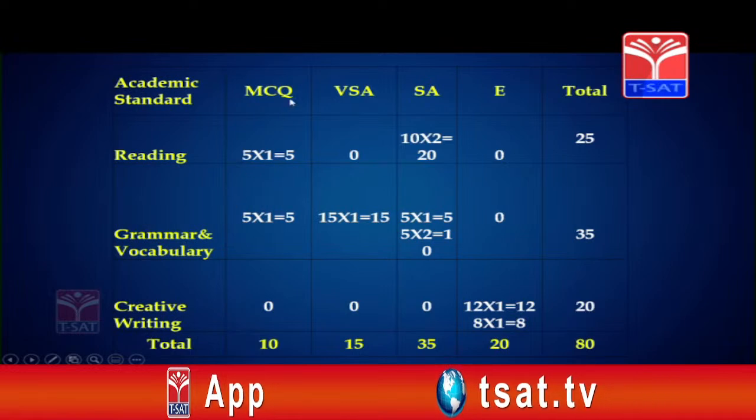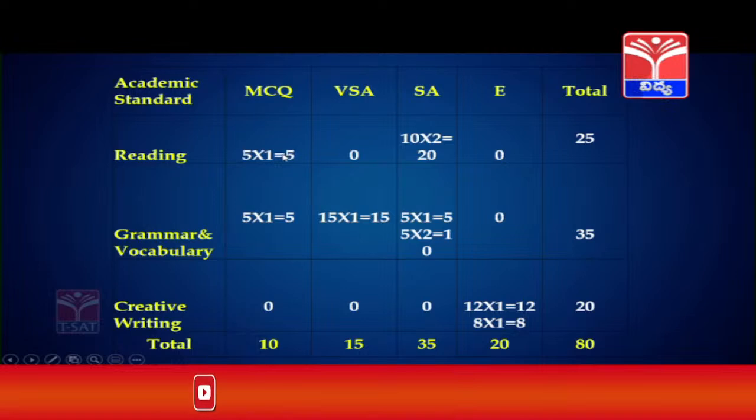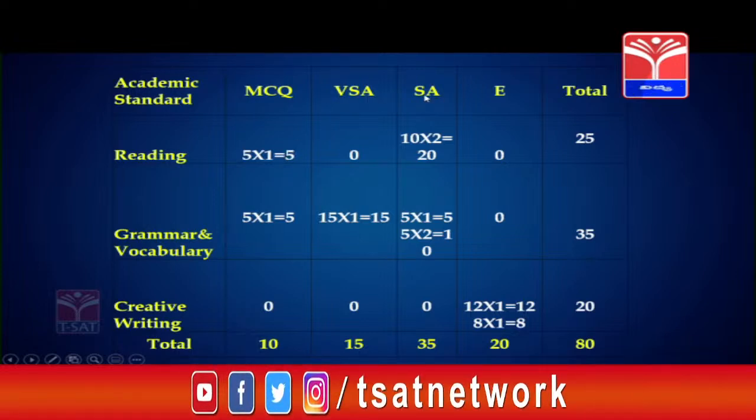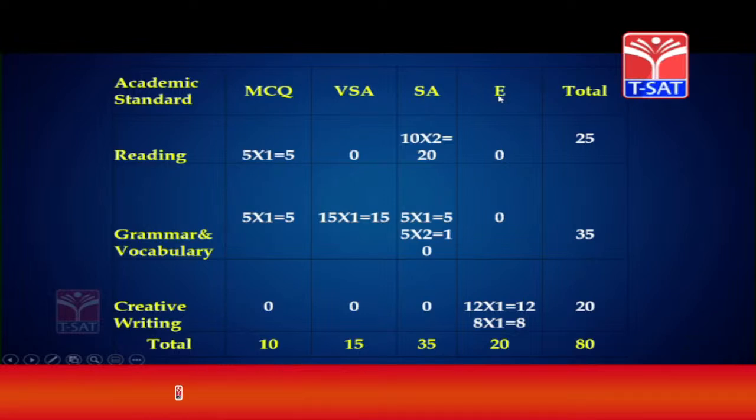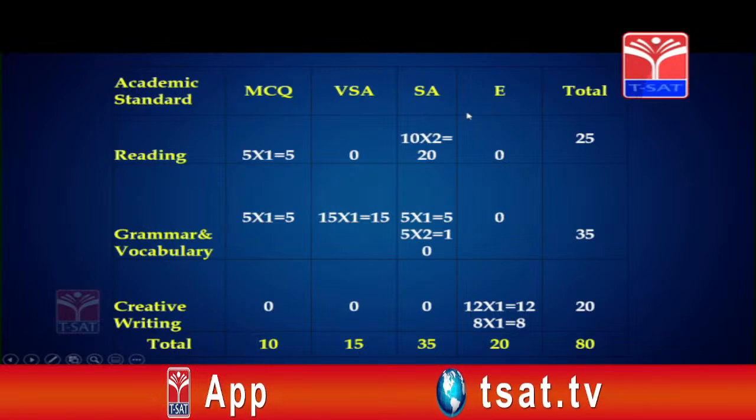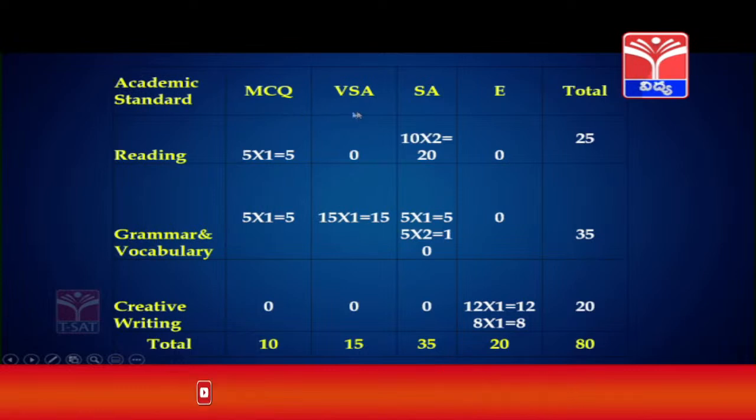And if you see the type of test item, MCQ stands for multiple choice, and VSA very short answer, and even SA stands for short answer, and E stands for essay. So generally short answer and essay are quite open ended, and multiple choice and VSA are quite objective. So how are marks distributed?